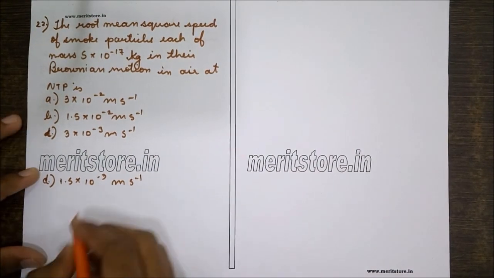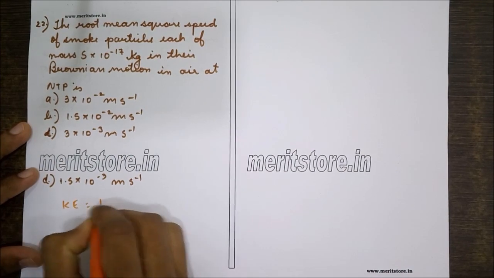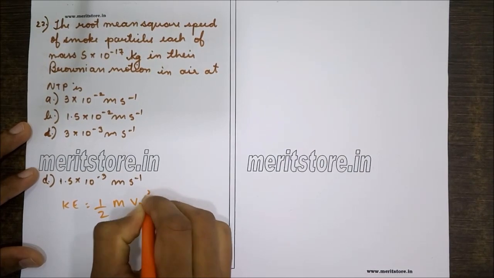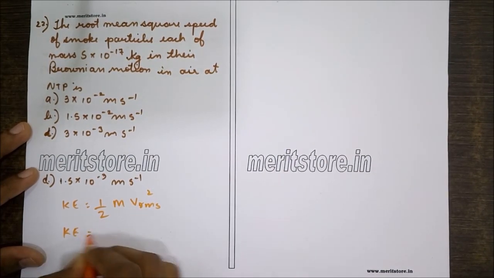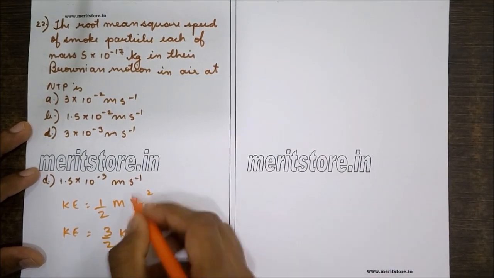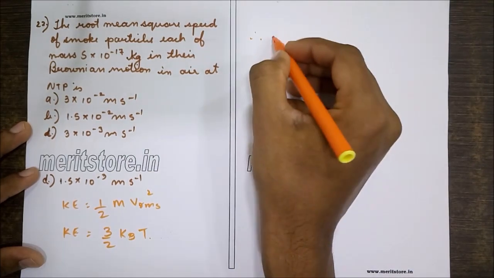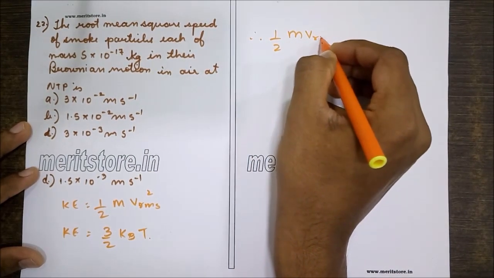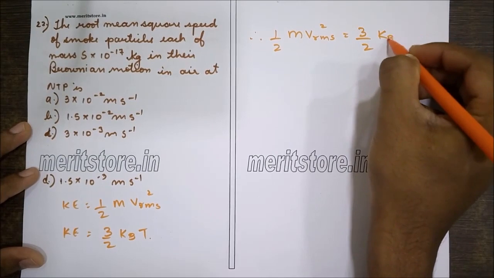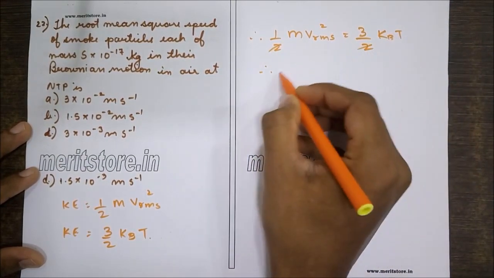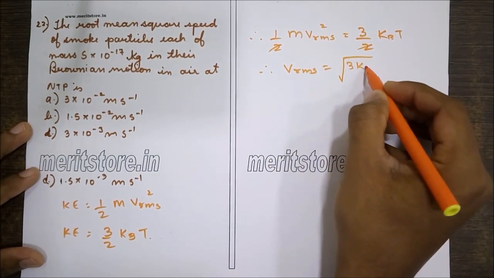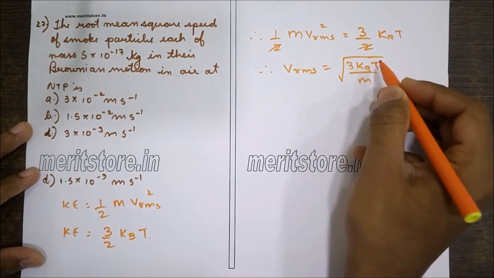Now, as we know, the kinetic energy can be given as half mass times the VRMS square. Also, kinetic energy can also be given as 3 by 2 times the Boltzmann's constant into the temperature. So equating these two expressions, we get half m VRMS squared is equal to 3 upon 2 kB into T. So therefore VRMS would be equal to root of 3kBT upon the mass of the gas.